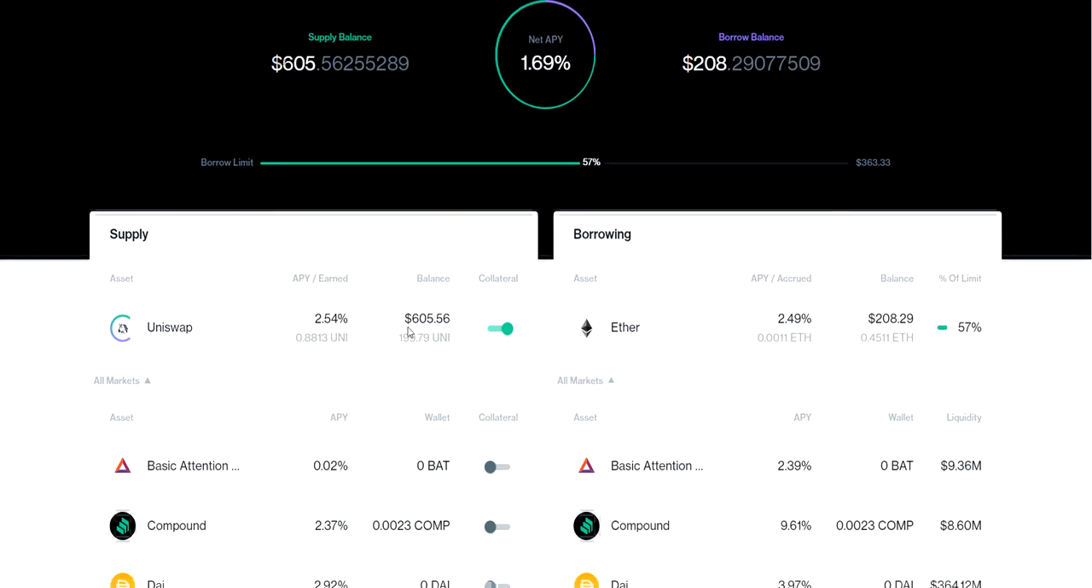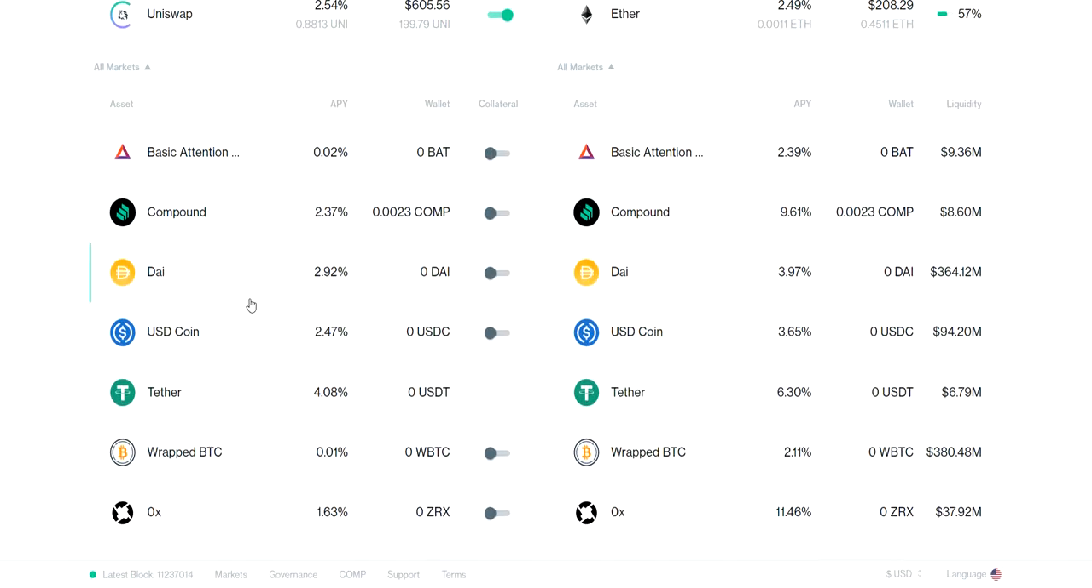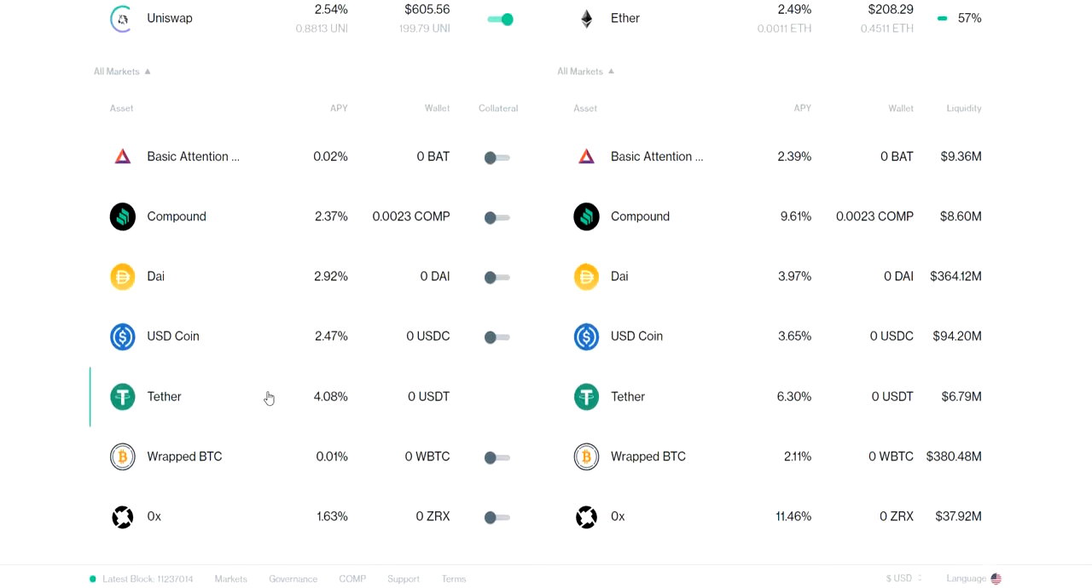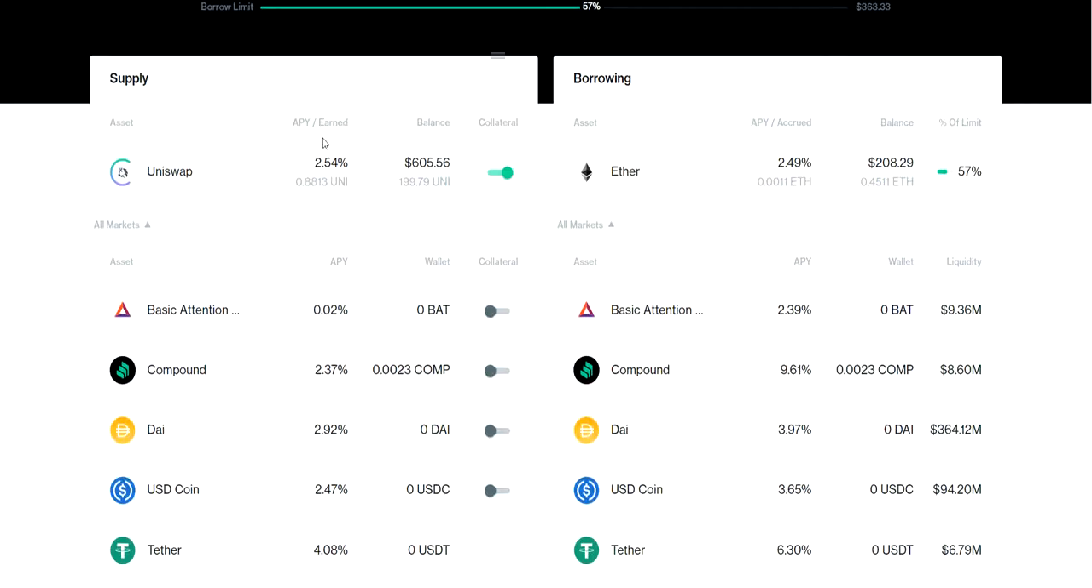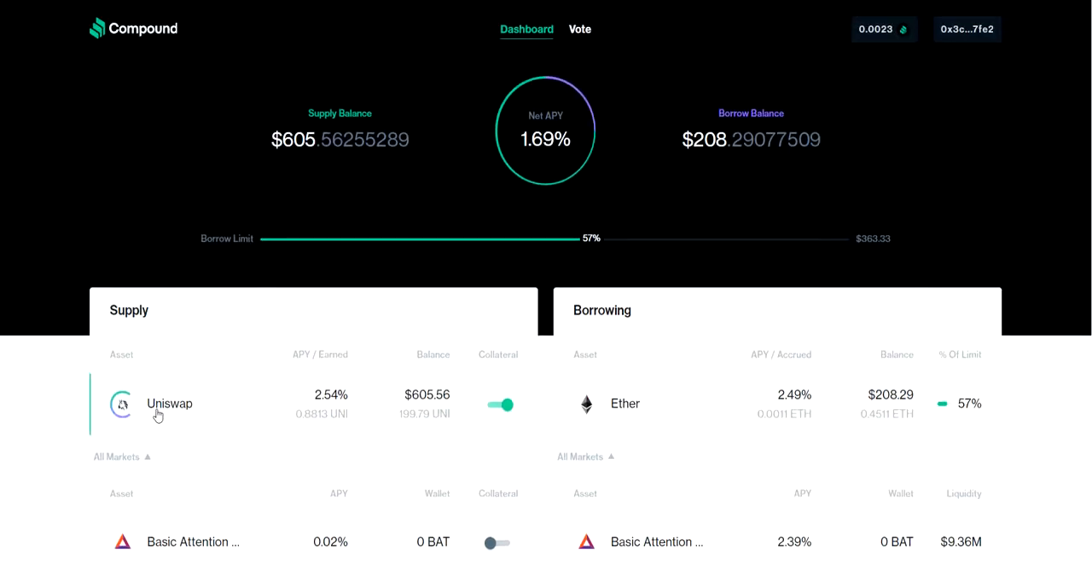Now, what does this protocol do? What do they all do, actually? Basically, you supply some tokens here. This is the selection that you can supply on Compound. And you earn some interest on each of those. So I've supplied Uniswap here, and I'm currently earning an APY of 2.54.